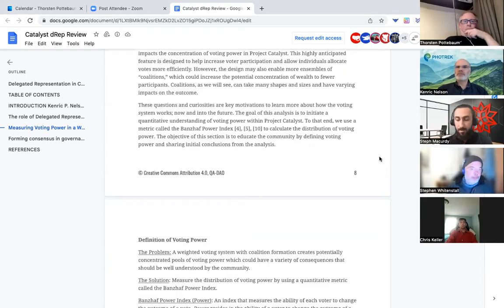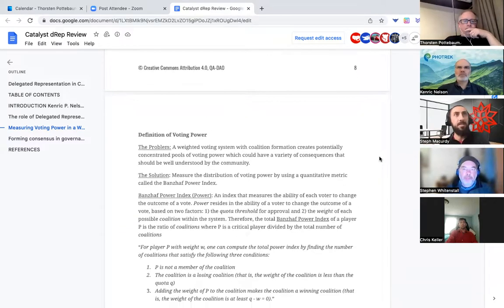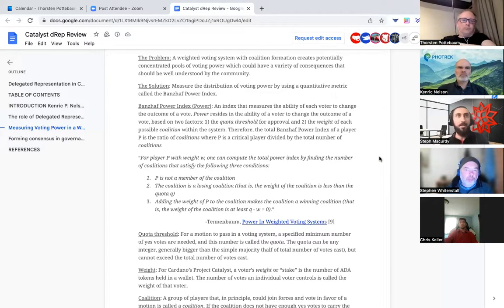This index was created by a lawyer in the 1960s. It was used to look at the Electoral College in the United States and different things. Essentially, it's an index that measures the ability of each voter to change the outcome of the vote. The power of a voter resides in their ability to change the outcome from a failing coalition to a winning coalition. If their vote is that edge case that flips from one side to the other, then they're deemed to have voting power.